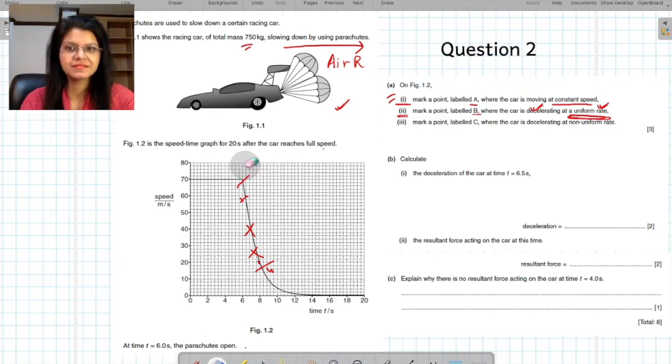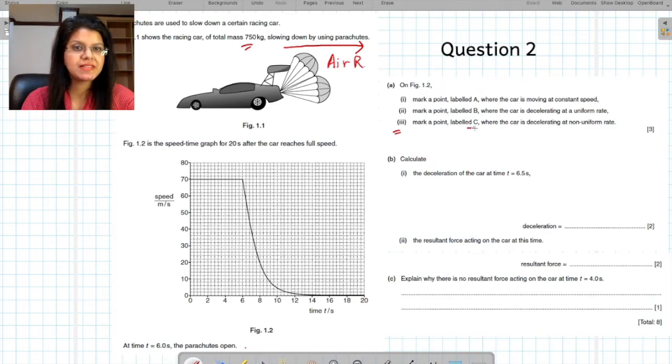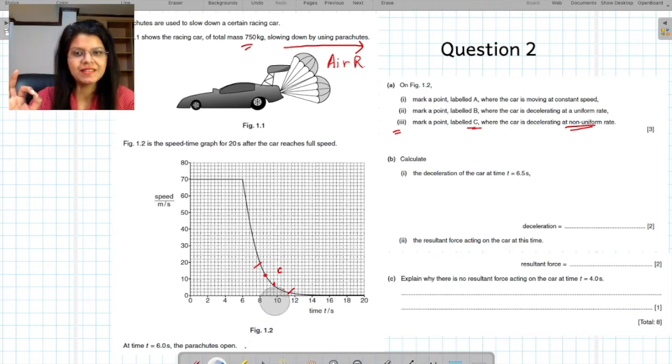Alright, let us come to the third part. Mark a point labeled C where the car is decelerating at a non-uniform rate. Not uniform, so that means they are talking about a curve part here of the graph. The curve happens between these 2 points. So your point C can be anywhere here, here or here or here. Just mark one point C, right? So let me assume that I'm marking the point C here.